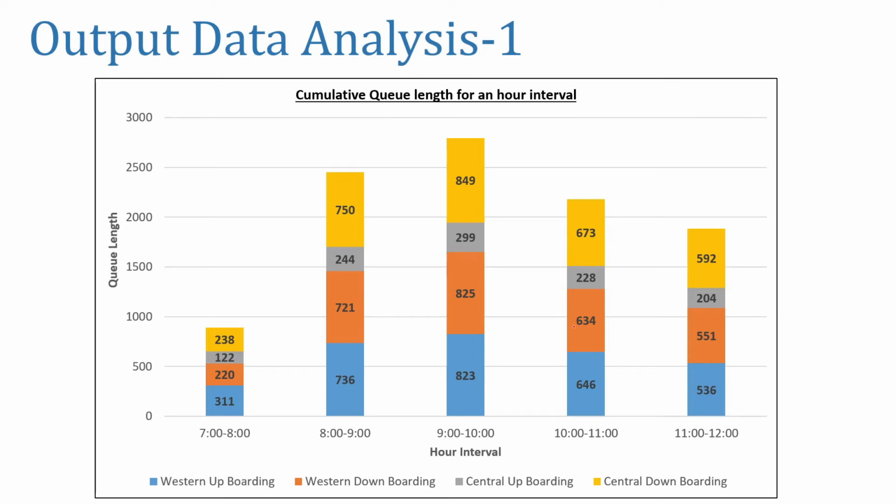Further, we calculated cumulative queue lengths per hour after combining all boarding queues. So in the morning 7 to 8, we can say approximately 90,000 people are in the boarding queue. For 8 to 9, approximately 240,000 people are in boarding queues, and so on. For 9 to 10, approximately 270,000 people are in boarding queues.